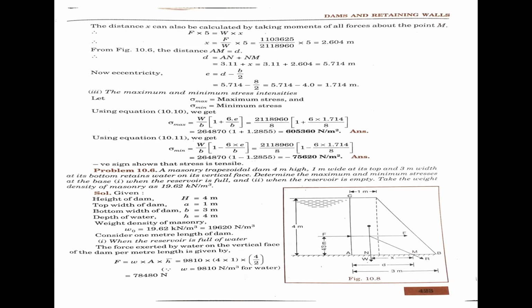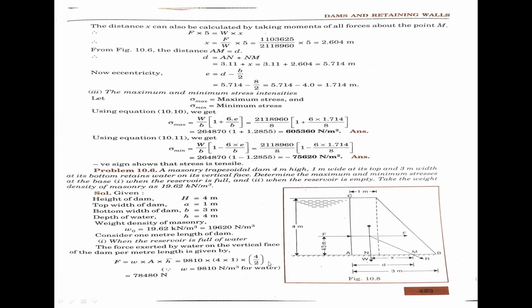Now F is equal to 78480 Newton. See the diagram: the overall height of the dam is 4 meters, the top width of the dam is 1 meter, and the bottom width of the dam is 3 meters. Now this is the vertical direction of the weight density of the dam. We have to take a small d. Okay, the horizontal force acts at H by 3, that is 4 by 3, from the base.